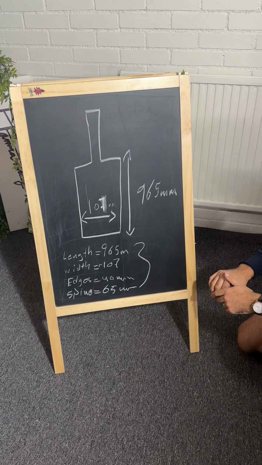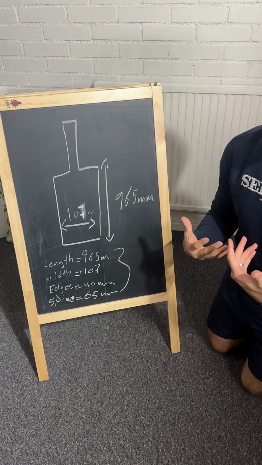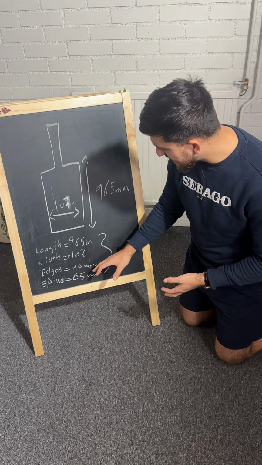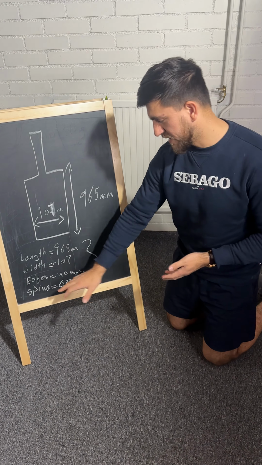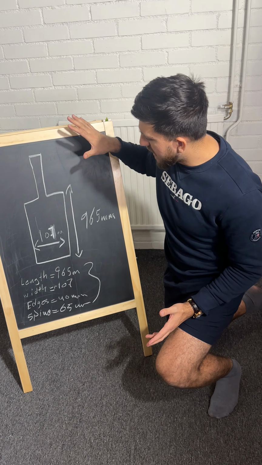Now, when it comes to bats, you cannot have a bat in any size. According to the ICC rules, these are the maximum measurements you are allowed to have. The width of the cricket bat cannot be more than 107 mm. The length is around 965 mm. Edges cannot be more than 40 mm, and the spine cannot be more than 65 mm. So this is the standard for cricket bats that you can have.